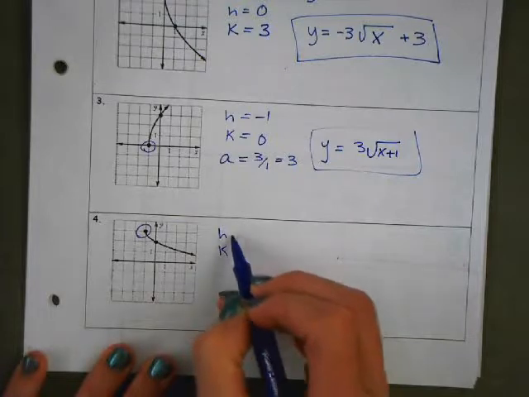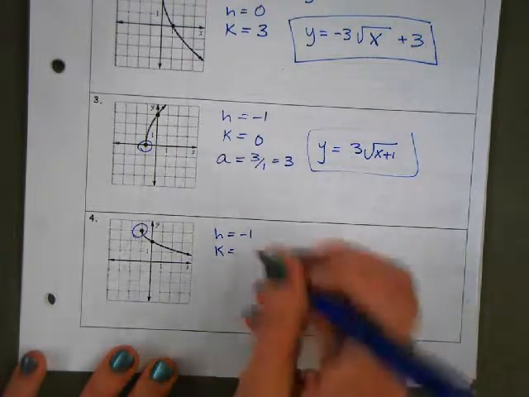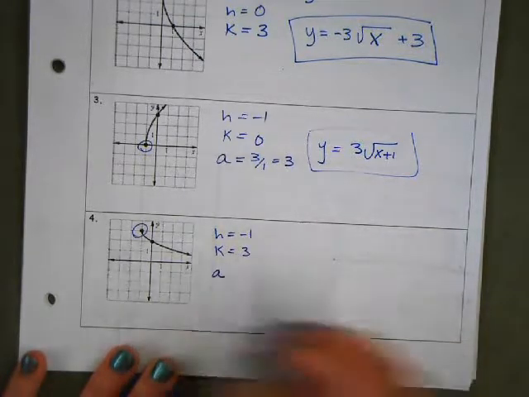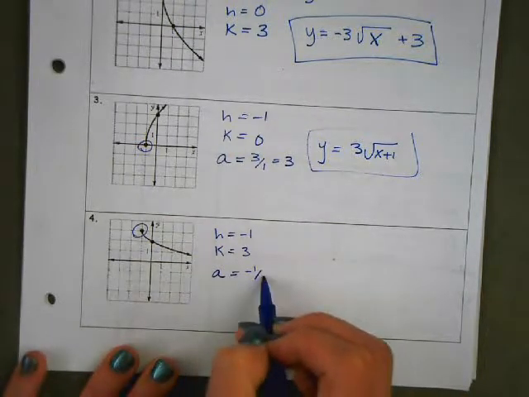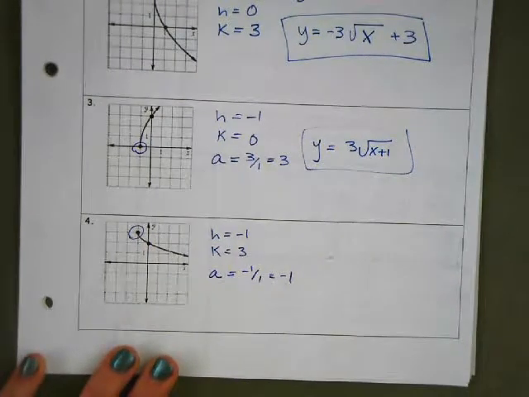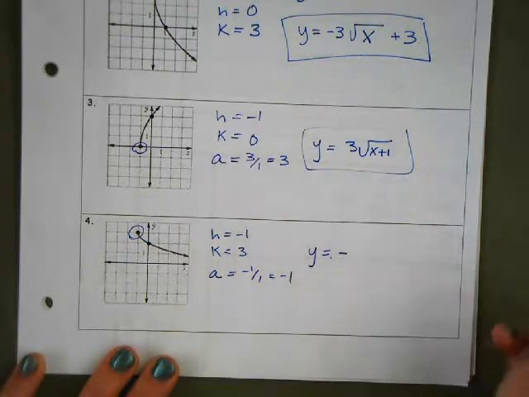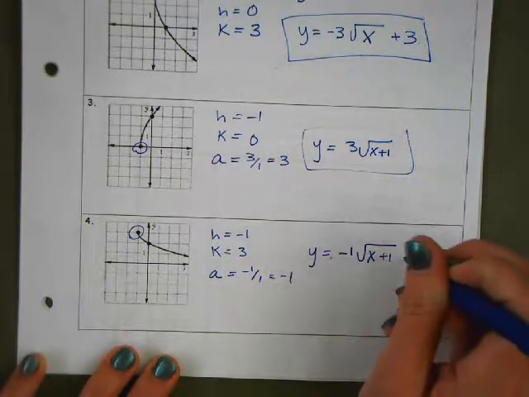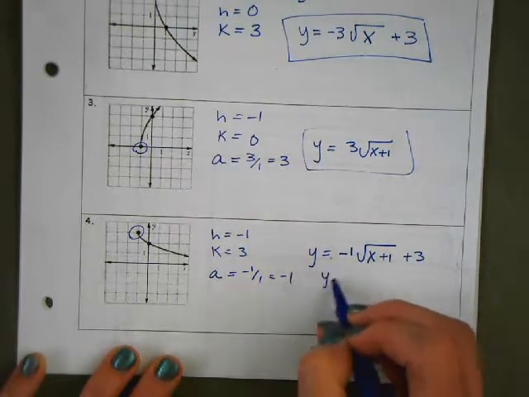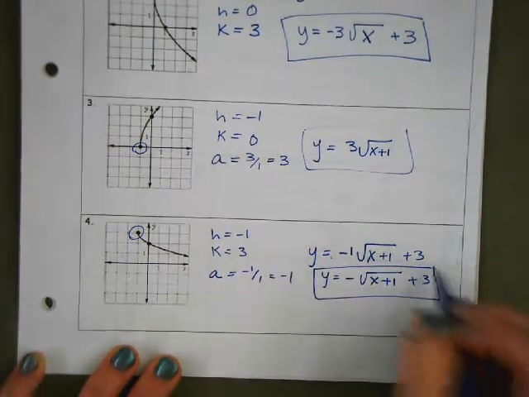Starting point here. What is H and K? What is H? -1. What is K? 3. Alright, what is A? Rise over run, so it's going down 1 over 1. So it's down 1 over 1, which is -1. Okay? Number 3, why did you switch the sign on 3? Oh, never mind. So then I'm going to have y equals A, which is -1, square root of x minus h, which is plus 1, plus 3. So it could be y equals -square root of x plus 1, plus 3. Okay?